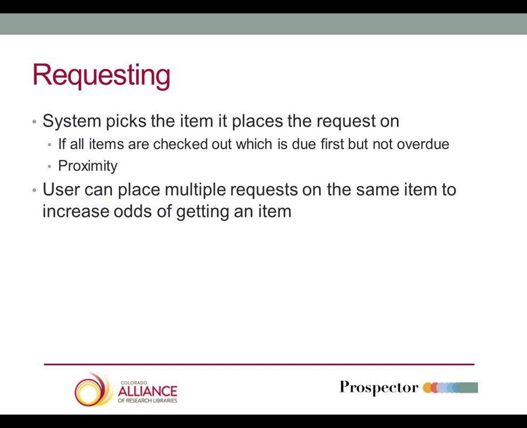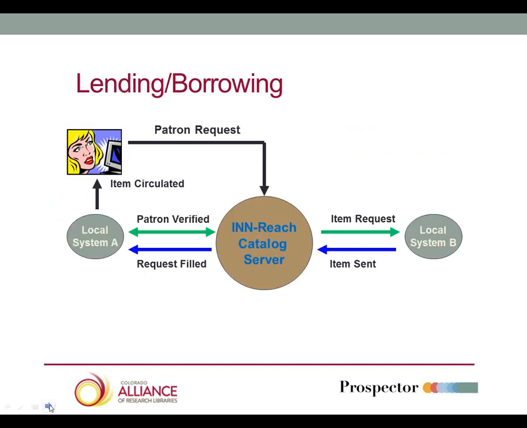One way to increase your odds of getting something is to put multiple requests on the same item. The system isn't smart enough to know, so that's completely fine to do.